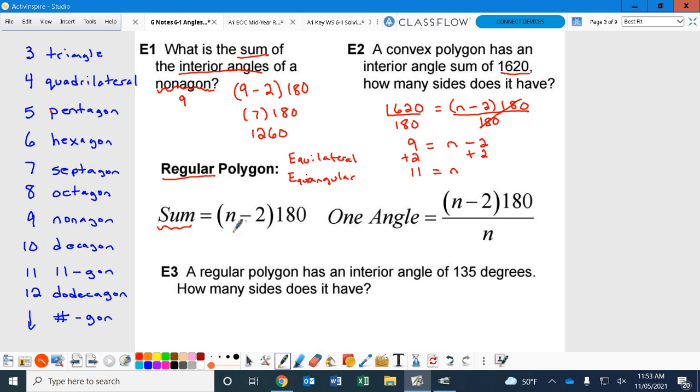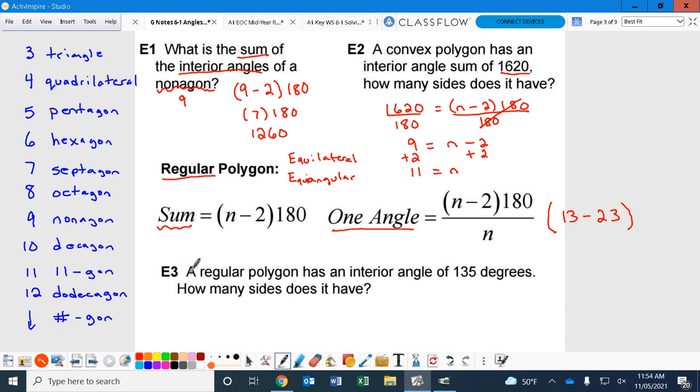Okay, so guys, if you can find the sum, then you can find one angle. It's the exact same formula. You do the exact same work. The only difference is that you're going to divide by the number of sides. That's it. You're going to be using this formula on problem numbers 13 through 23. Again, it's not really 13 through 23 because I cut a bunch of them out, but that's the problem numbers you're going to use it on.